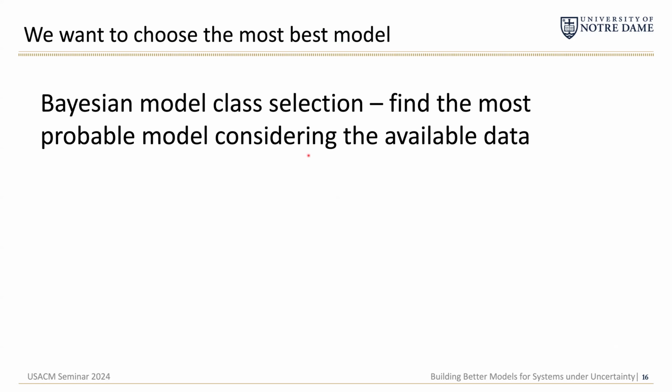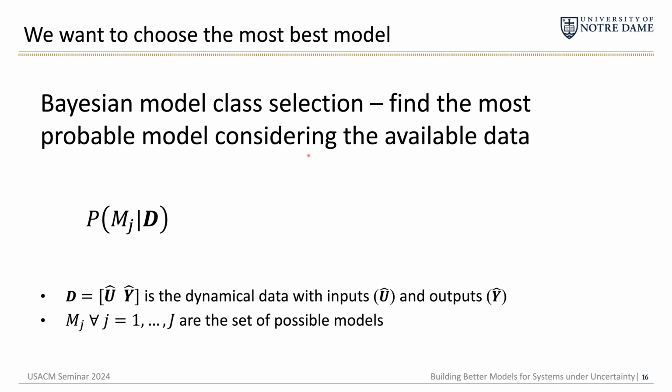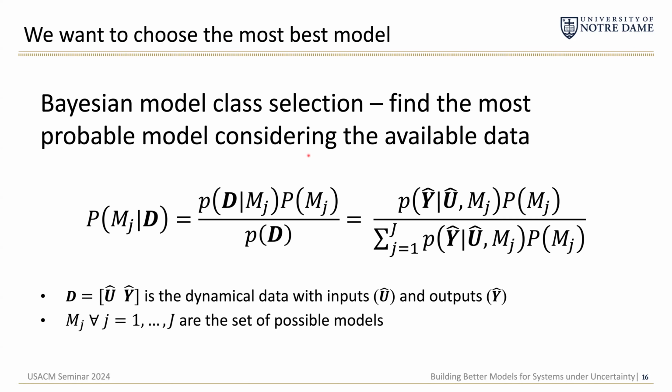So the objective then is to choose the best model. And for this, we're going to look into Bayesian model selection, right? Finding the most probable model considering the available data. We can express this, right, as essentially what is the probability of a given model or model class based on our data. And then using Bayes' theorem, we can expand this out. And if we consider the fact that our dynamical data sets include both inputs and outputs, we can then do one further extension of this.